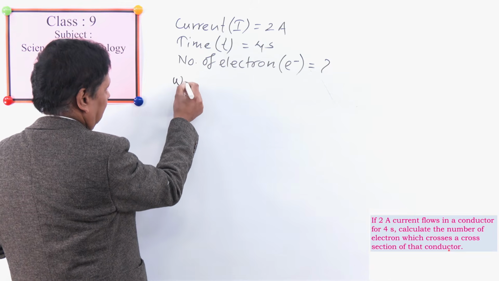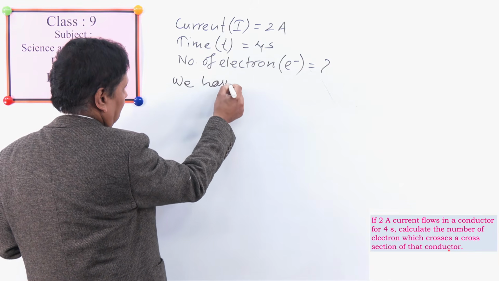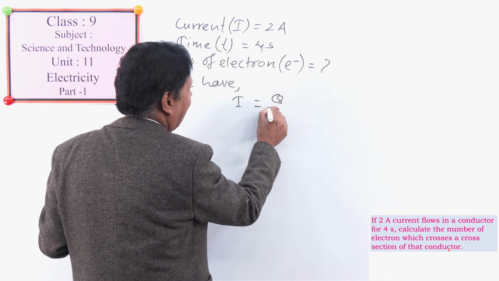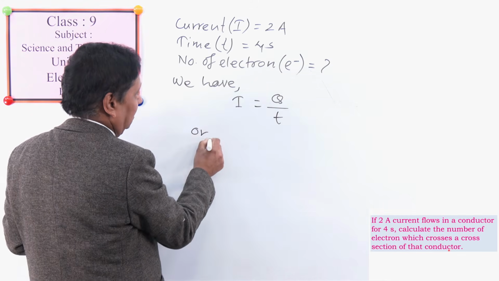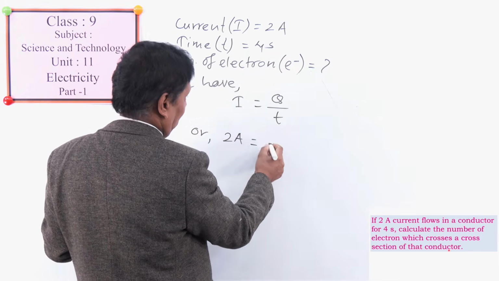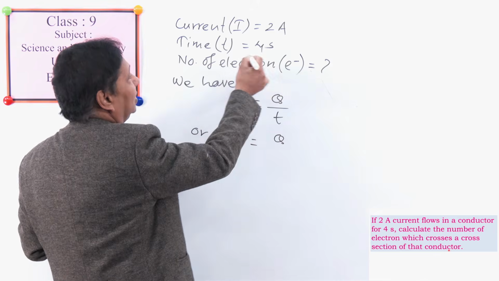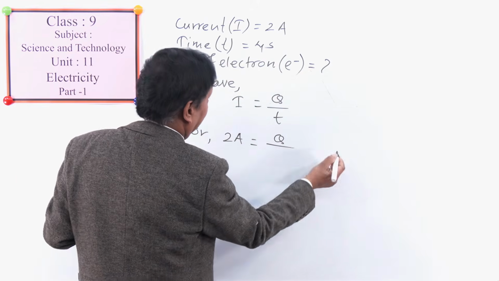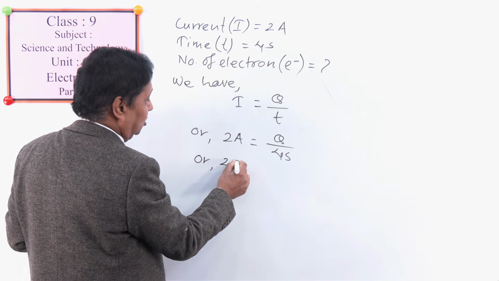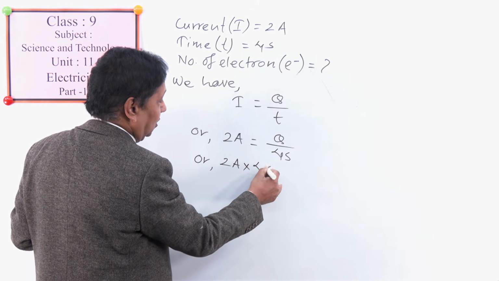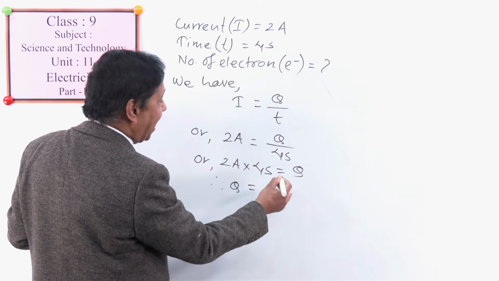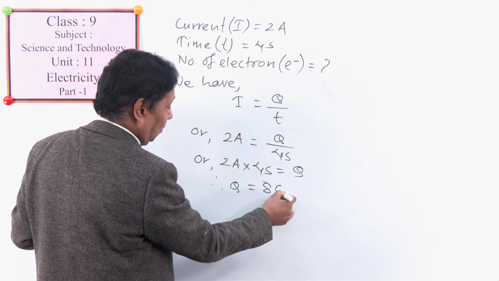Now we have one equation. I told you about this: current is equal to charge by time, I = Q/t. Current is given, 2 ampere, and charge we have to find out, and then we will be able to find the number of electrons. Time is equal to 4 seconds. So 2 ampere into 4 seconds is equal to Q. Therefore, charge Q equals 8 coulomb.